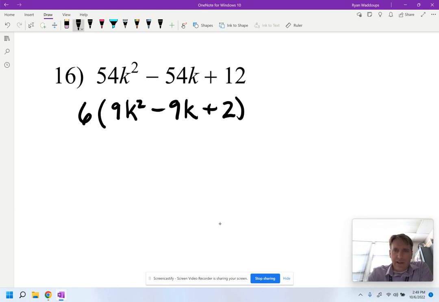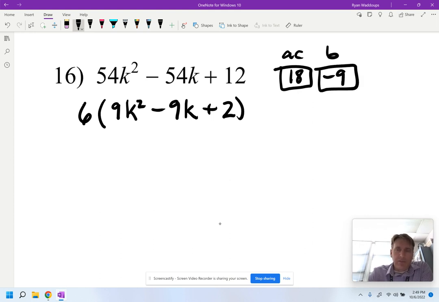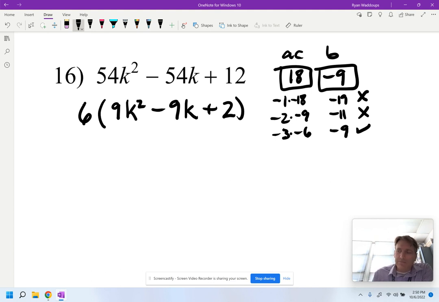So 2 times 9, our AC now is 18. And our B is negative 9. And so that means both numbers have to be negative. So negative 1 times a negative 18 is positive 18, but adds to negative 19, not our numbers. Negative 2 times a negative 9 is positive 18. That would be negative 11, not our numbers. Negative 3 times a negative 6 is positive 18. Negative 3 plus negative 6 is negative 9. Those are our numbers then.